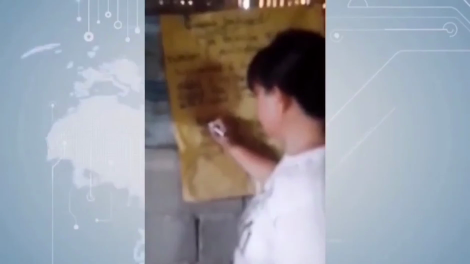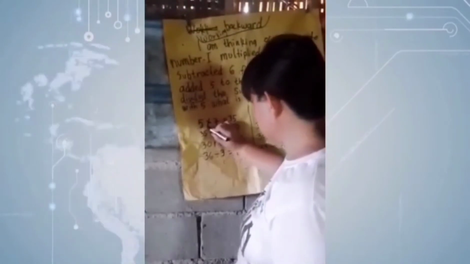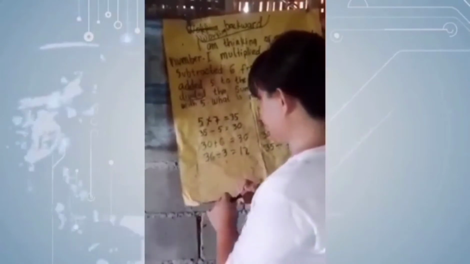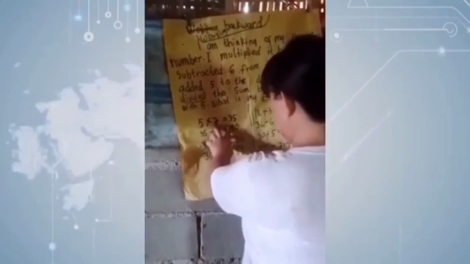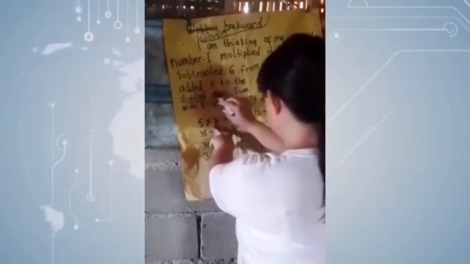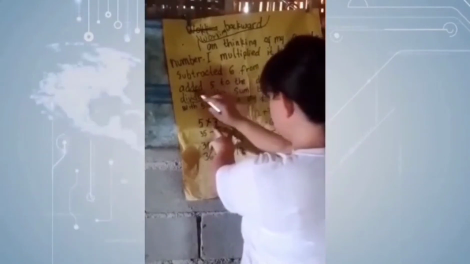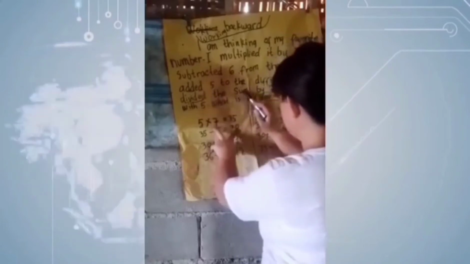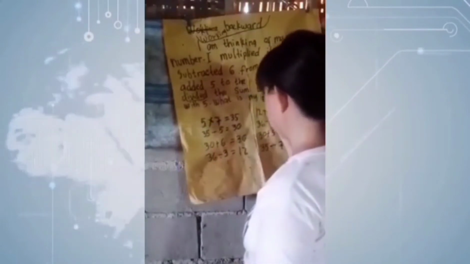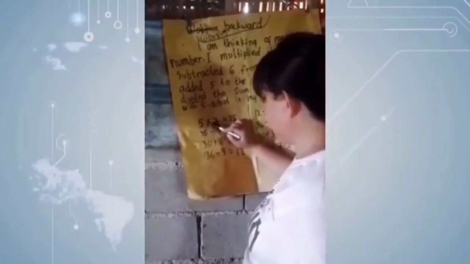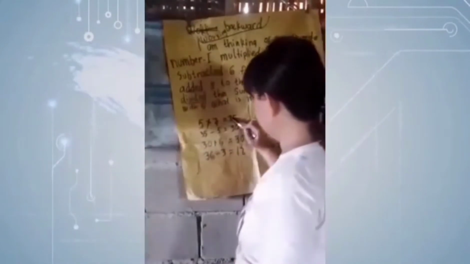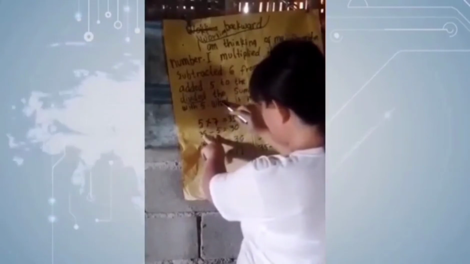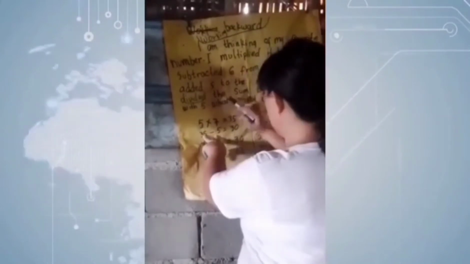5 times 7 is equal to 35. So it is equal to 35. I added 5 to the difference and I divided the sum by 7. I ended up with a 5. So 35 is the answer to that step.